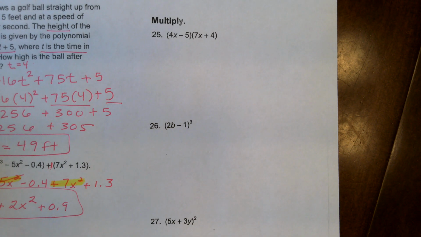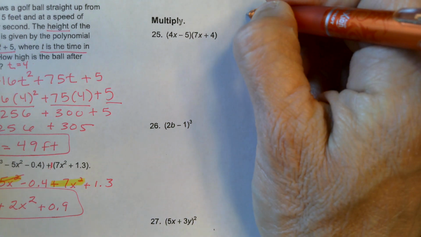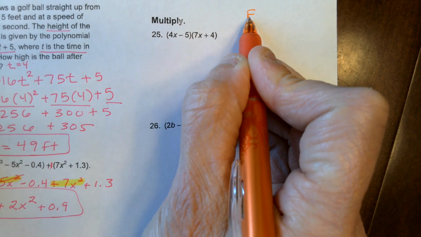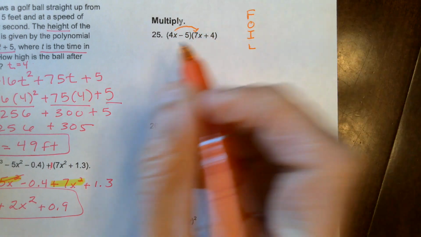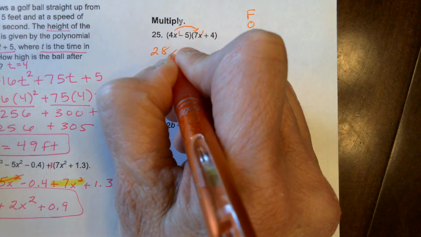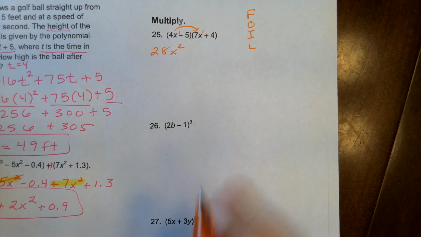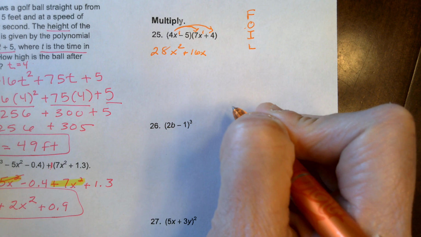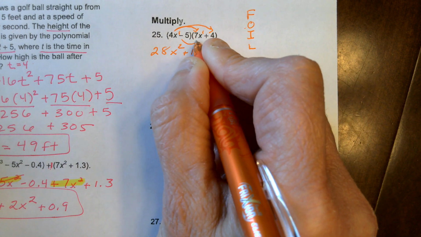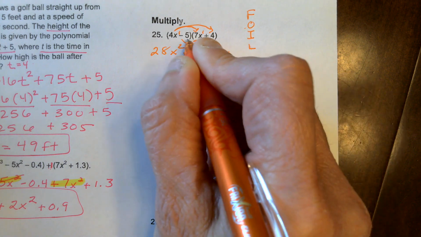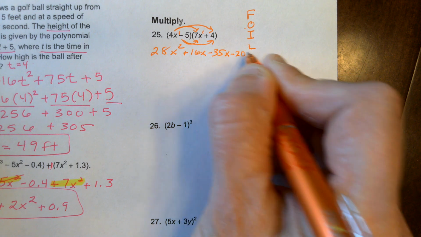All right, multiplying. 4 problems left, people. We can do this. We're going to use FOIL on this. First, outside, inside, last. So we're going to look at the first term of each parenthesis and multiply. 4x times 7x is 28. Add the exponents, x squared. Plus, outside, 4x times 4, 16x. Plus the inside, negative 5 times 7x is a negative 35x. And the last, negative 5 times 4 is a negative 20.